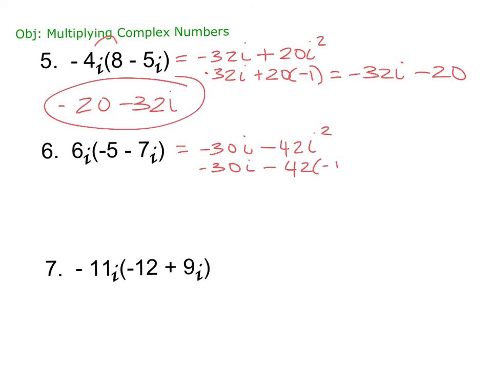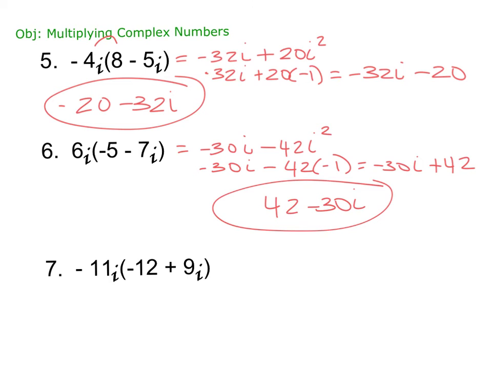42 times -1, -30i plus 42. Notice it just ends up switching the sign. I would really prefer you multiplying these out, though. Don't try to guess and don't just put what you think the answer is. Actually think about the mathematics, right? We're replacing i squared with -1, so that flips the sign.